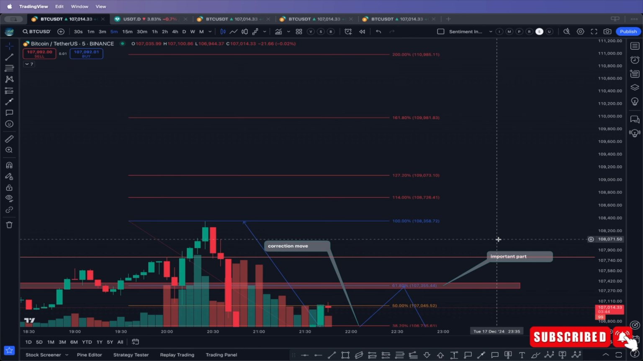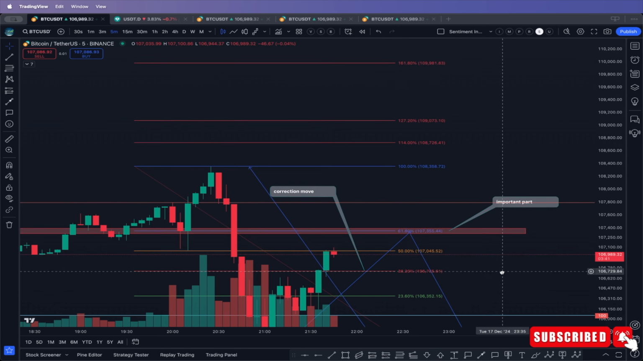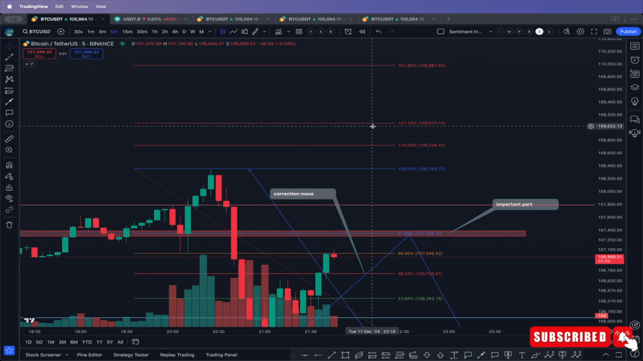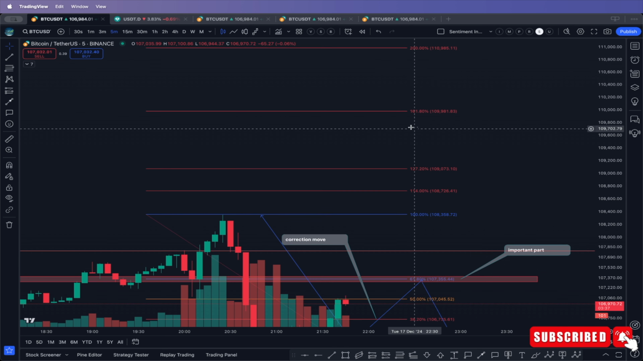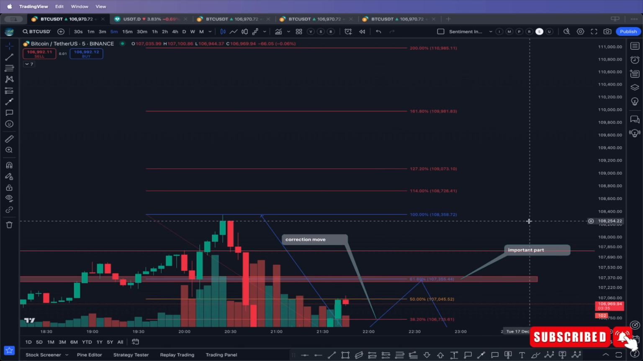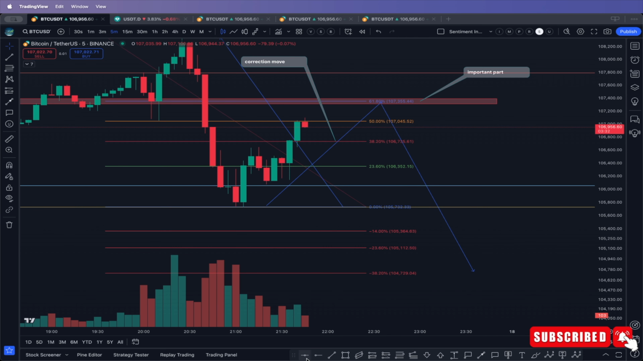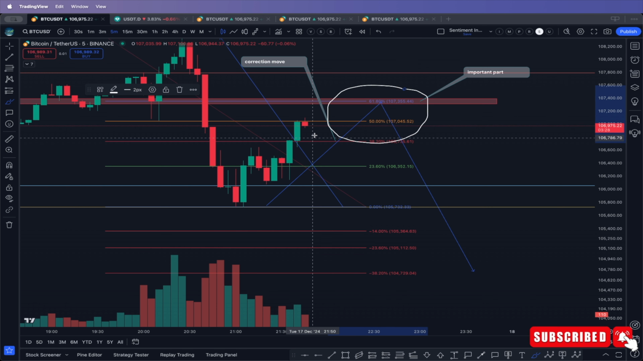But right now, it may not be possible in BTC. So it could be like 114% or 127% or maybe 161%. Okay. So this is the level which decides whether the trend will continue or that would be just a correction move. So that's how it works.